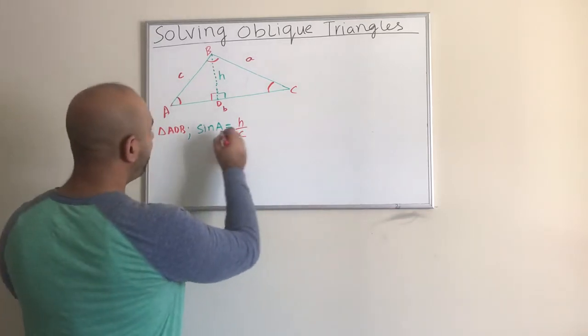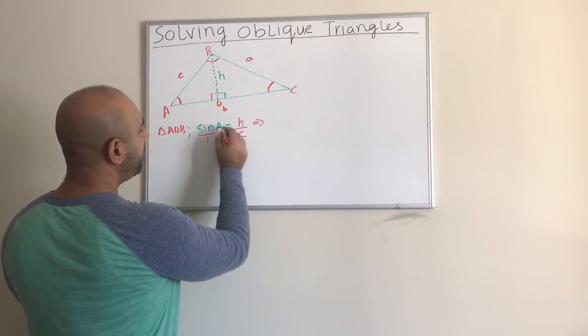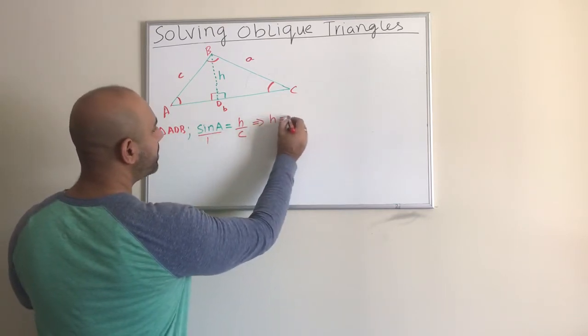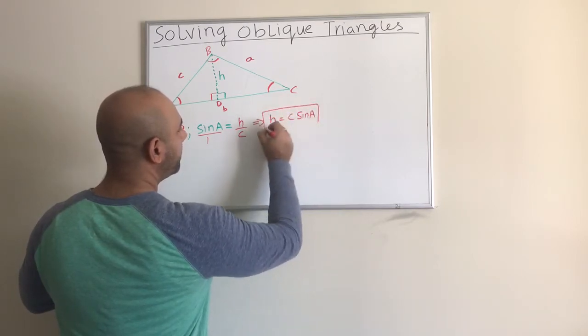From here, guys, let us cross multiply. We know there's an invisible one here. If we cross multiply, we get H equals C times sine of A. I'm going to preserve this.